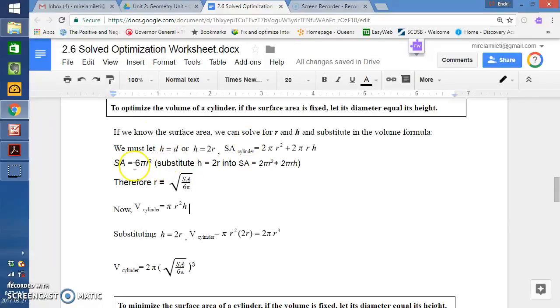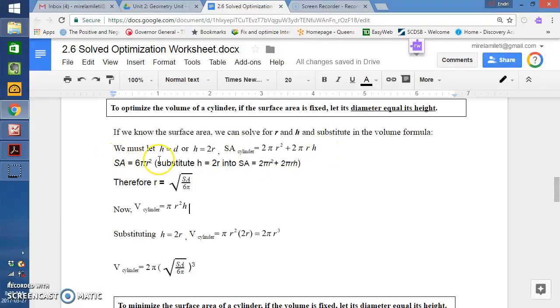Since in the surface area formula or the volume we deal with the radius more than the diameter, we're going to express the diameter in terms of the radius. So we said that we need the diameter to equal the height, which means the height will equal 2 radius. In the formula for the surface area, instead of h now, we're going to substitute 2r.